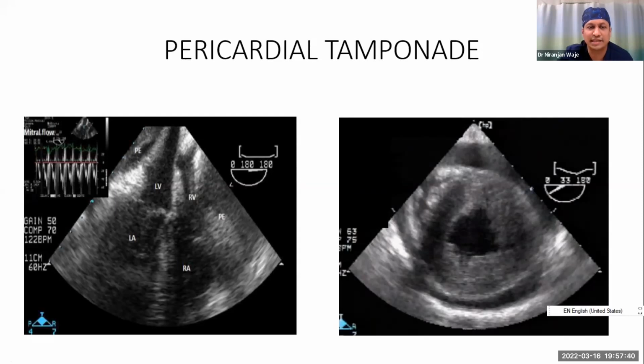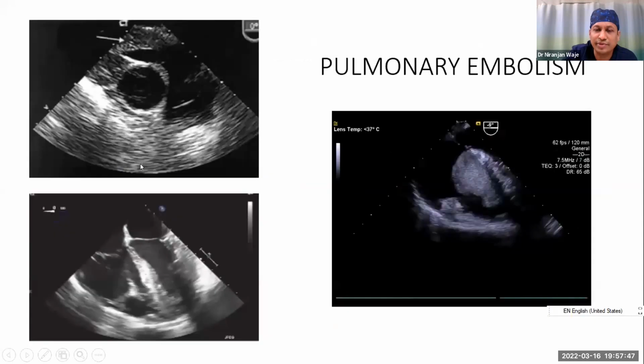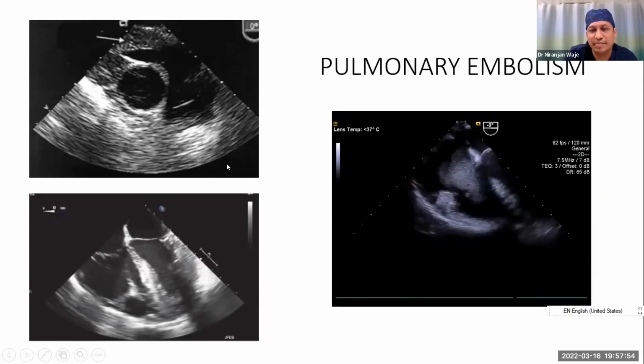Any small amount of clot sitting, causing RA systolic collapse or RV diastolic collapse, as is seen in the left-hand side picture here, can also lead to tamponade. The second common case, you can see up on top, is the case of pulmonary embolism.